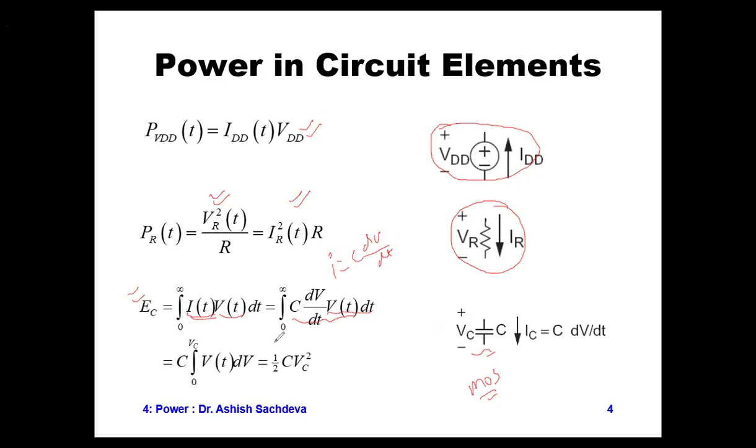Okay, and then C is constant, and you get this formula: 1 by 2 C VC square. This particular formula has a very important and specific relation when we talk about the actual practical circuit that we will see in coming slides. Remember this formula, half of C VC square. When your circuit consumes the power, it consumes double of it. We will see how.